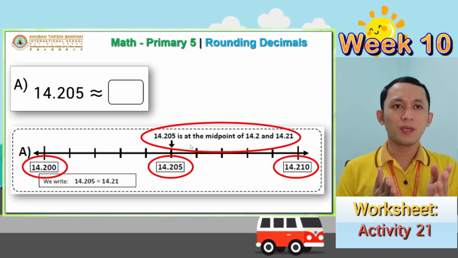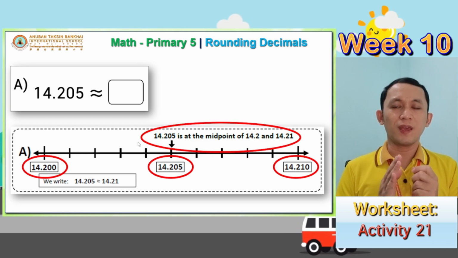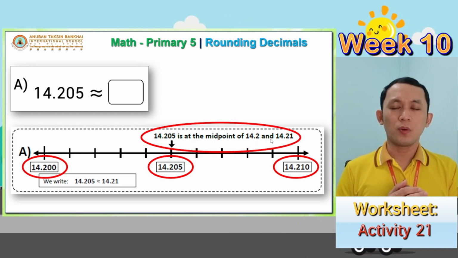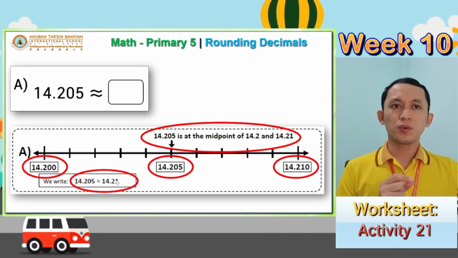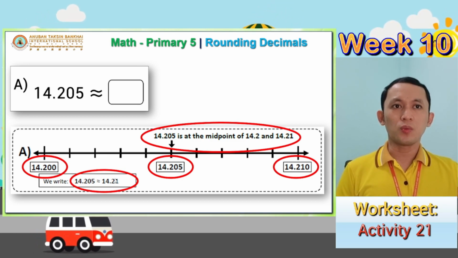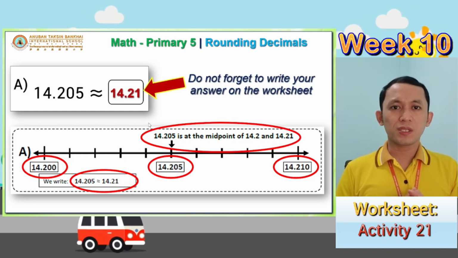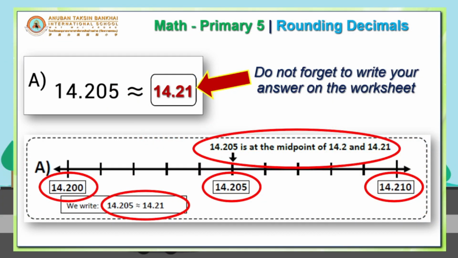So next, we are going to write the exact position, and we are also going to identify the word, like for example here, letter A, we have 14.205 is at the midpoint of 14.2 and 14.21. Okay, and next will be your final answer. You write it here. We write 14.205 is approximately equal to 14.21. And of course, you go back to your worksheet and you are going to write your final answer.